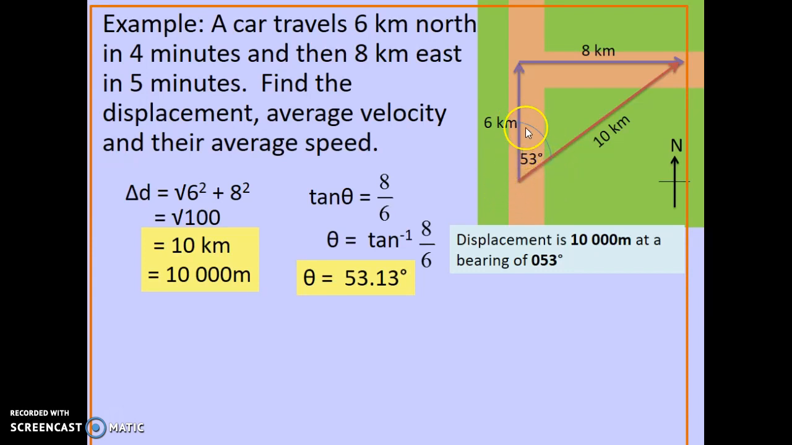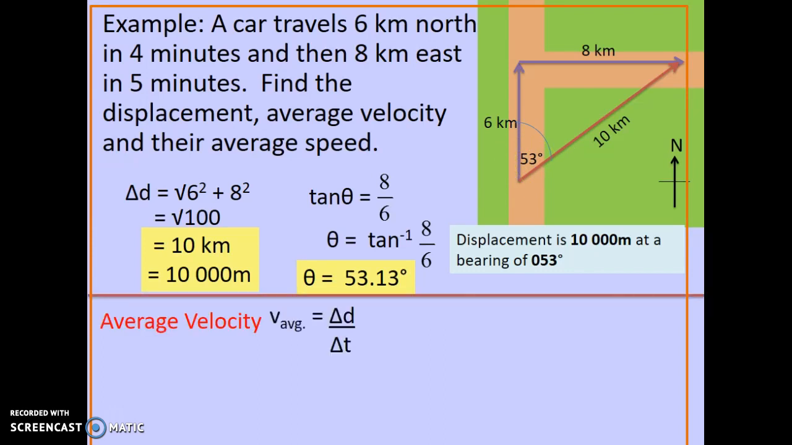So anyway, from north. Right, the next part of the question, to find the average velocity, we work out the change in displacement over change in time.